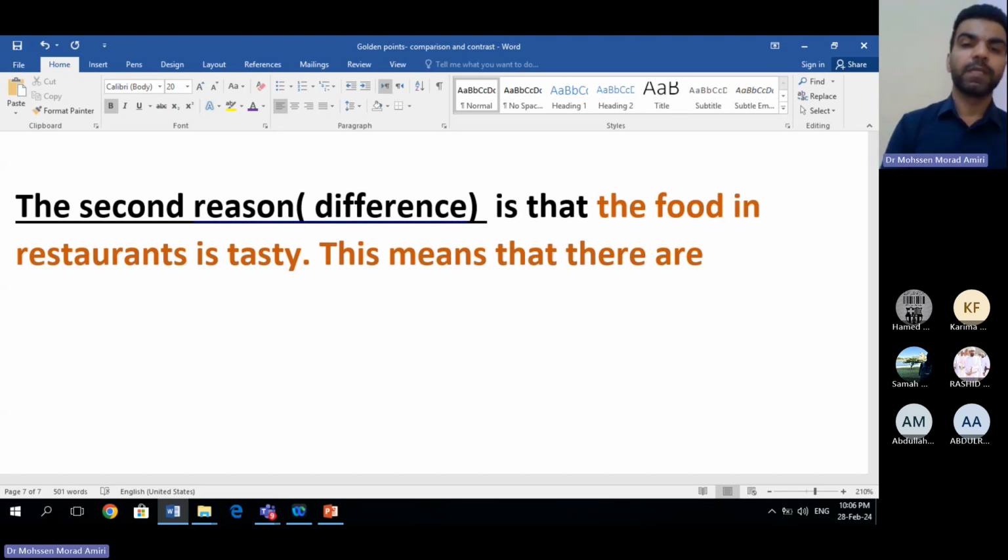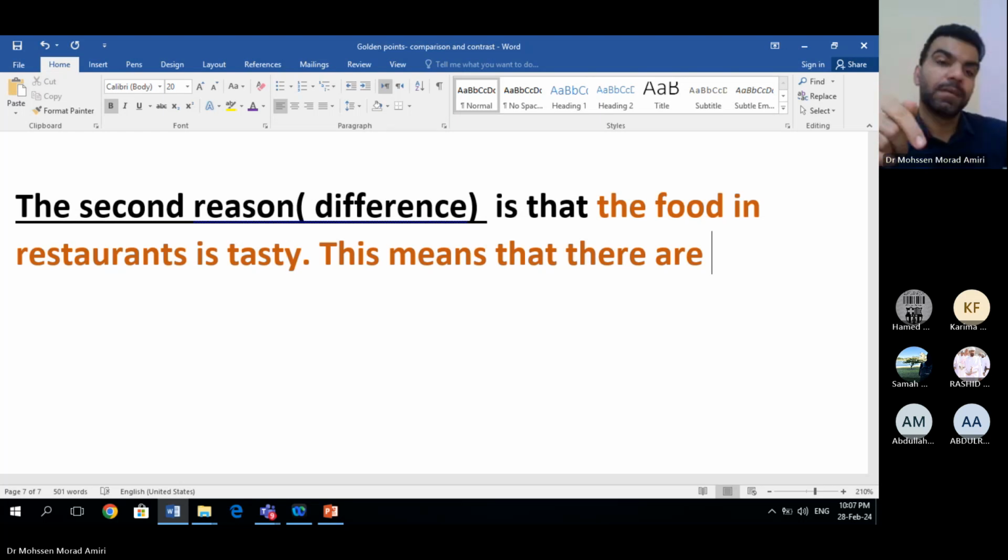Or you can give this reason. This means that some people are not able to cook good foods. That's why restaurants are the best solution. So you need to give reasons, and that depends on your English. Most of you have problems in this part. In the body, you have problems, Shabab.